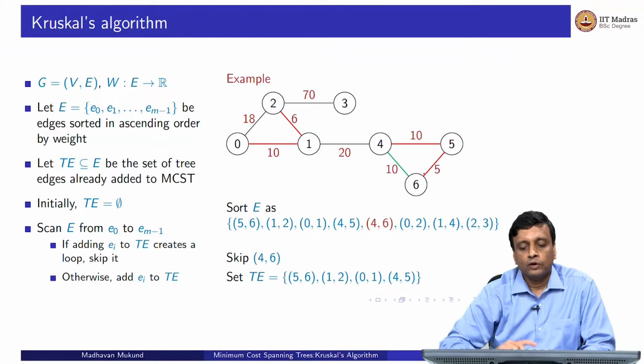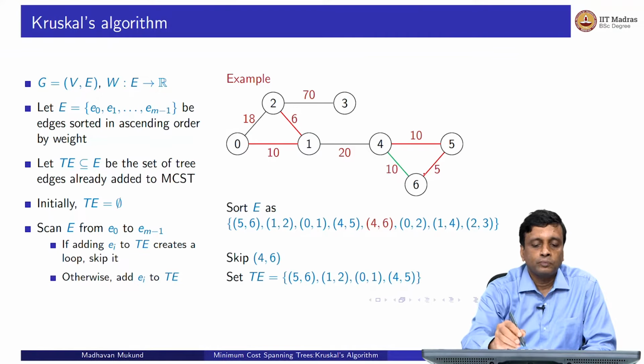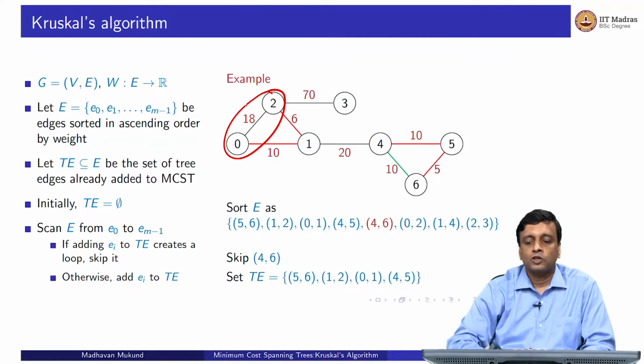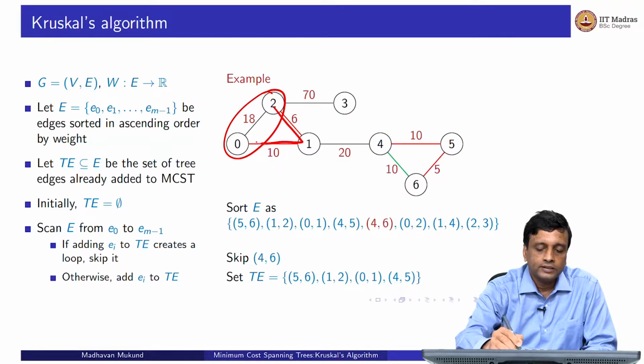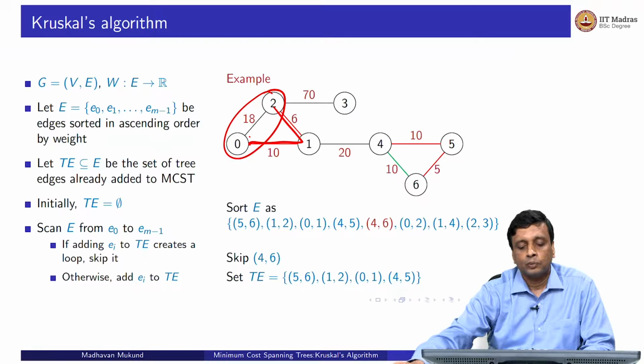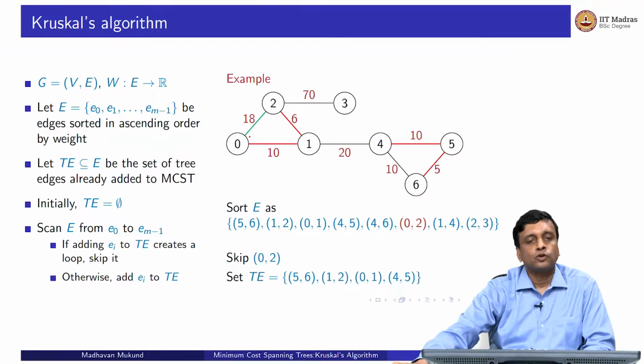And now we look at the next one, which is going to be 0, 2, because we moved from 10 and the next smallest in the ascending order, the next is 18. Again we have a problem because we have already added these two edges, so we cannot add that edge. So we will have to skip 0, 2 as well. Okay. So we have skipped these two edges 4, 6 and 0, 2.